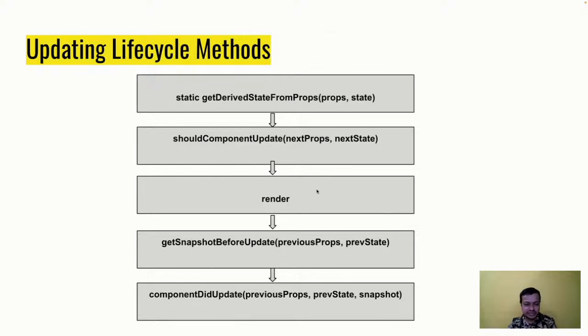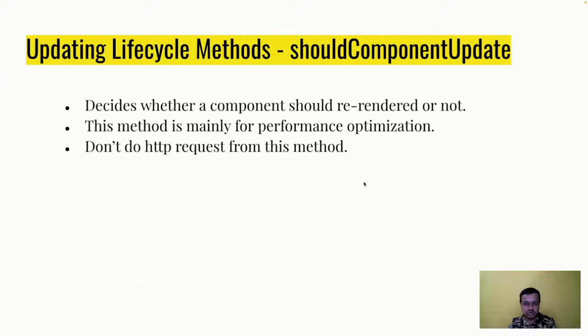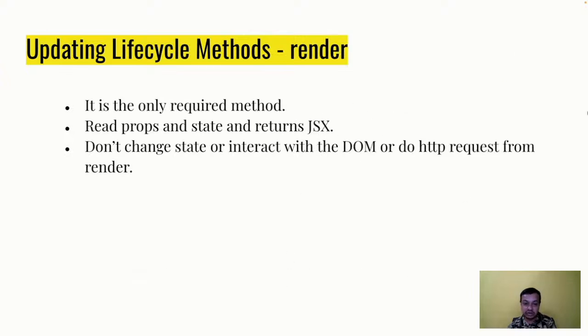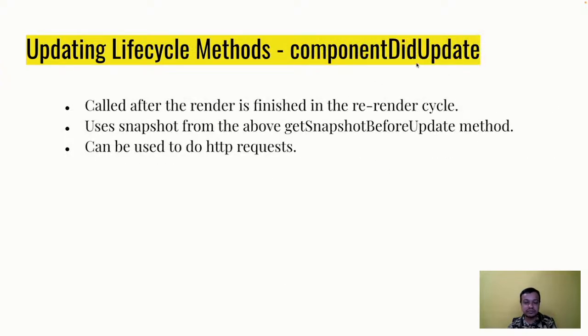Here also I will say only two methods are important. Get derived state from props we never do, and should component update also we never do, so I'll skip it. Render is still there. Get snapshot before update we also don't do. Component did update is very important. It is the equivalent of component did mount in the updating phase. When does the updating phase happen? The updating phase happens only when the state or props are changed.